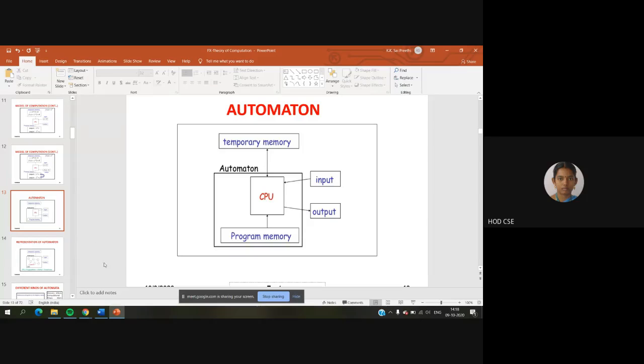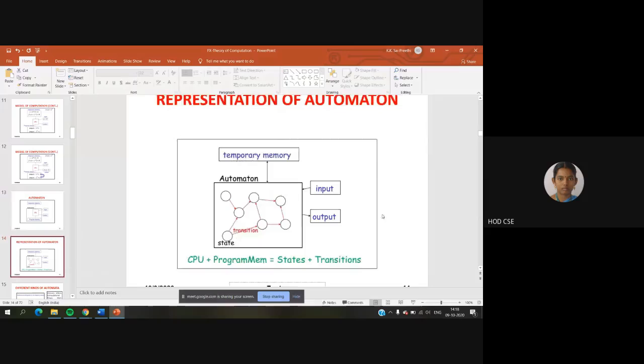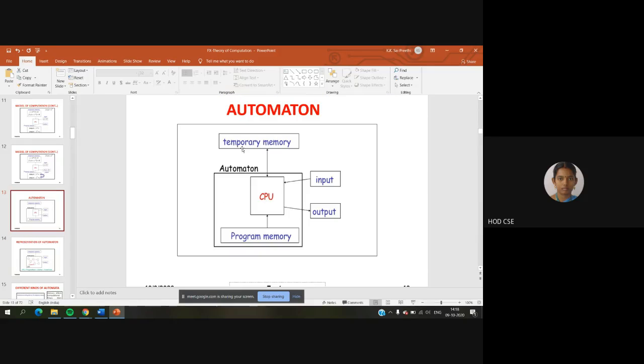We can represent the automaton in a different format. The CPU and program memory are represented by means of states and transitions in a model of computation, or an automaton model. Is it clear? Actually, this is our model of computation. We have program memory, CPU, temporary memory, input and output. Among these components, the CPU and program memory are very, very important.